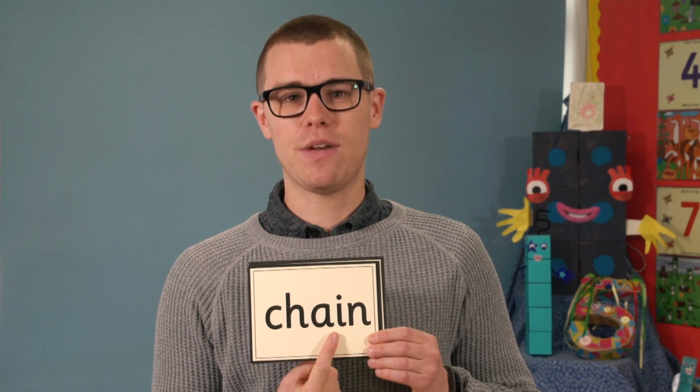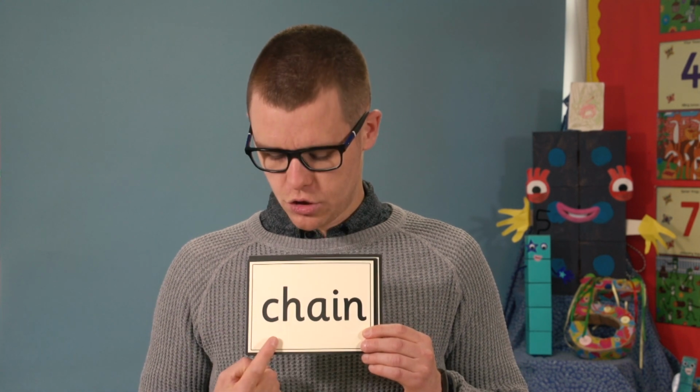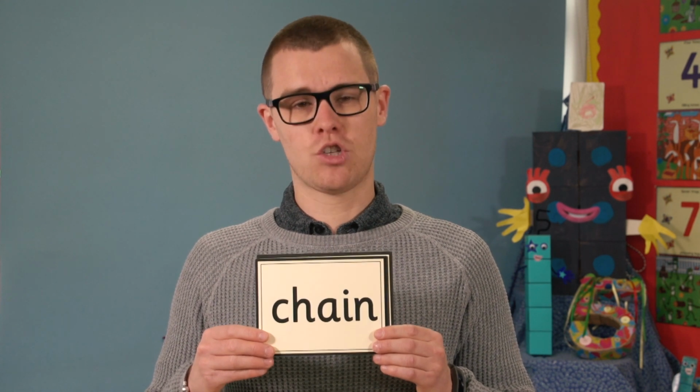What about this word? Can you spot the grapheme that says A in this word? That's right. Here it is. Read each sound as I point and blend to read the word. Let's read it together. Ch-a-n. Chain. A chain is made of links. A necklace can be made of a metal chain.